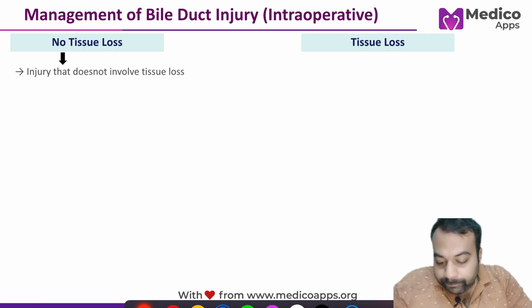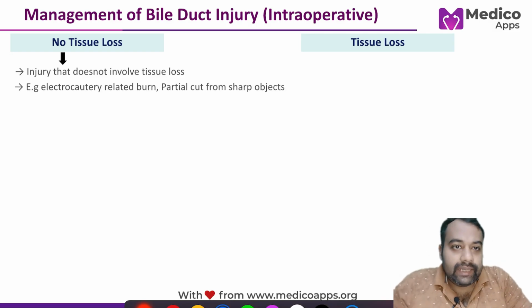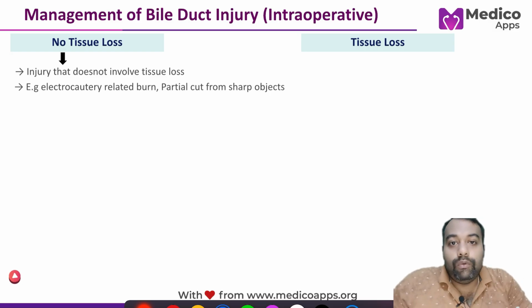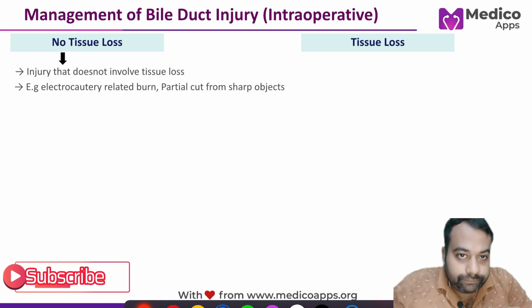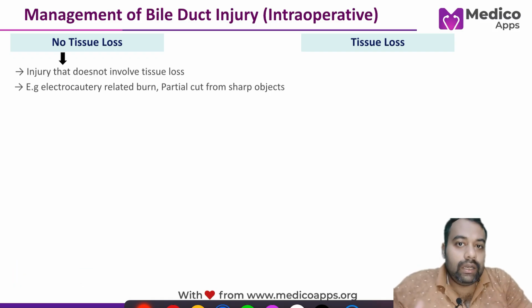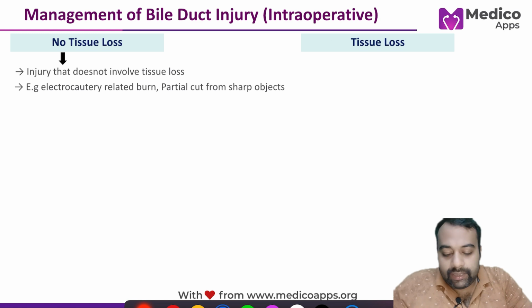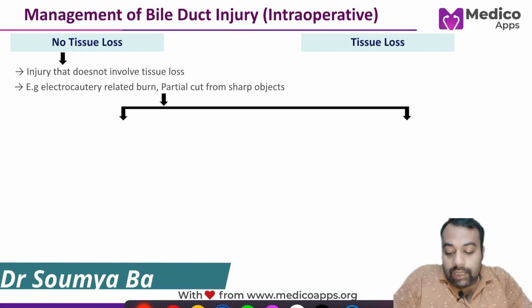So obviously, the main thing is that mostly this kind of injury happens due to electrocautery burn. As we know, diathermy or monopolar cautery are associated with much more lateral spread. That's why they are associated with much more chance of this kind of burn-related injury. Or sometimes there is a partial cut with a sharp instrument during the dissection that can also happen. So this was regarding no tissue loss.